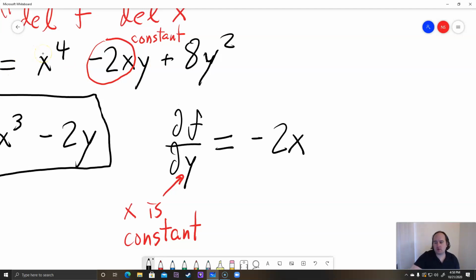Okay, so the x to the fourth just went away because x to the fourth is constant, because x is a constant, and the derivative of a constant is 0. And then for the second term, the negative 2x was constant, so the y went away, and we're left with negative 2x. And then for the last term, for 8y squared, we're taking the derivative with respect to y. So we're going to go ahead and use the power rule there. So the square comes out front, so we bring the 2 out front, and we decrease the exponent by 1. So we get 8 times 2 is 16y. So that gives us negative 2x plus 16y. And that right there is our partial f, partial y, or del f, del y.